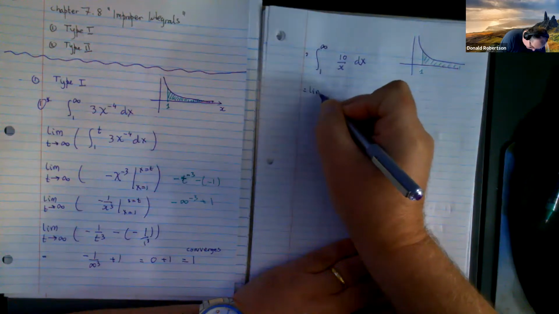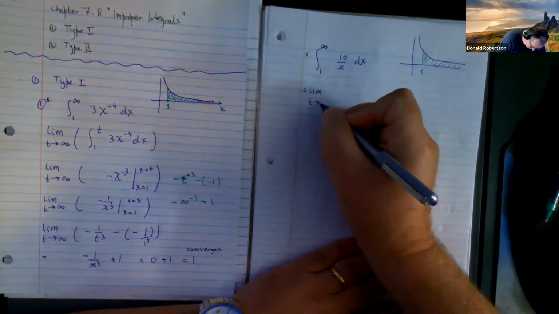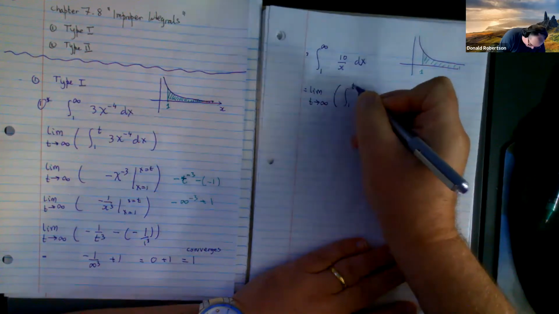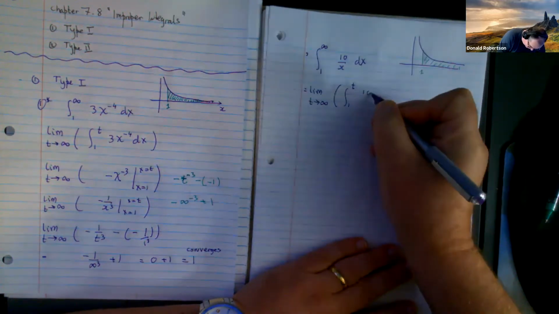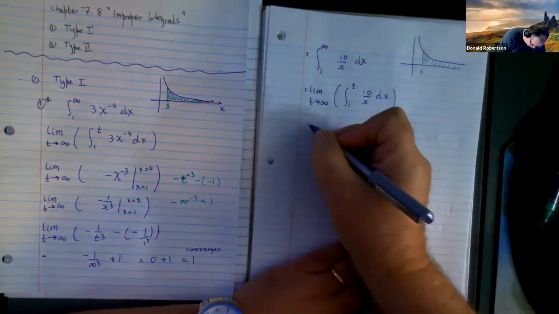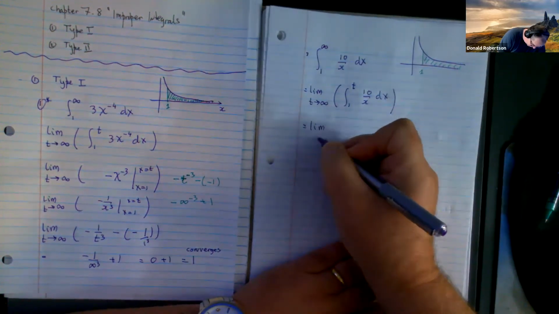So it's going to be the limit as t tends to infinity of the integral from 1 to t. And I'm not going to make that into a negative power because I like the way it's written already. I don't see any need to change it.